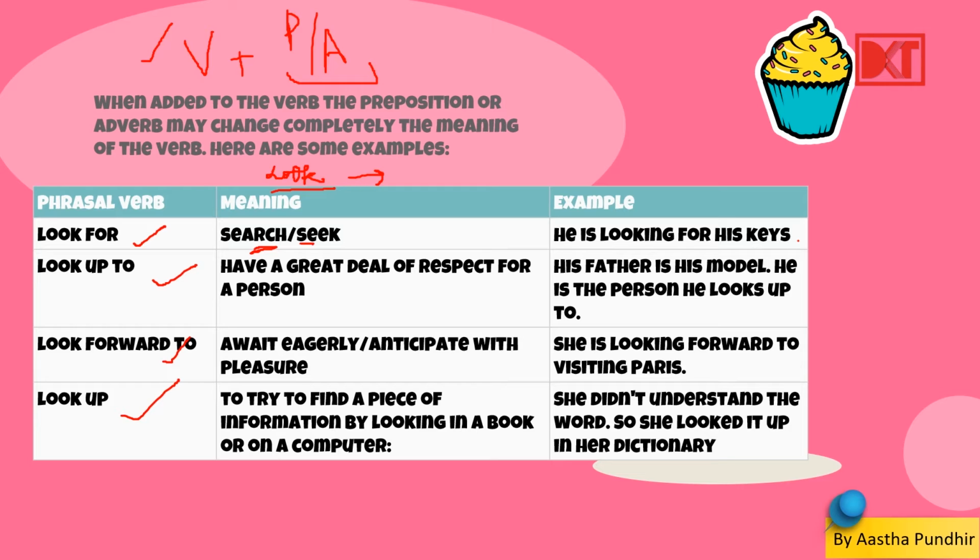See another one. Look up to. Look up to का meaning है have a great deal of respect for a person. Usually अपना idol या someone who's your mentor or guide. Let's see the example. His father is his model. He is the person he looks up to. Right? His model. मतलब उनके idol है उनके father. He really looks up to him. मतलब उनको बहुत मानते हैं and he has a great deal of respect for him.